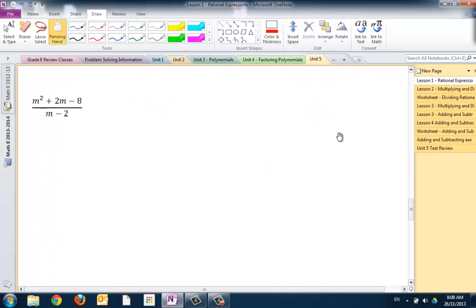Alright, let's look at, I think I've got 3 more examples here for you. So I'm going to take this trinomial and I'm going to factor that numerator. And I'm going to say that that's going to be an m and an m. I'm looking for factors of minus 8 that add to positive 2. So that's going to be plus 4 and minus 2.